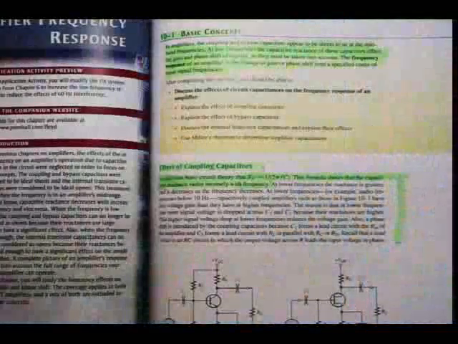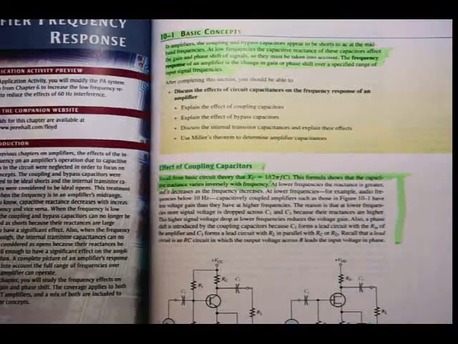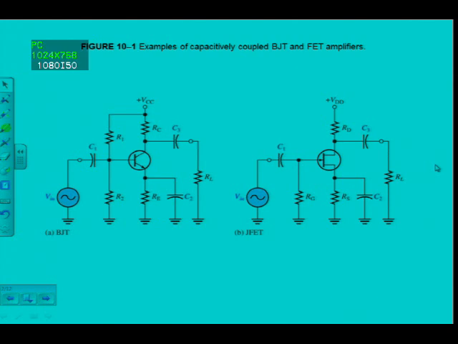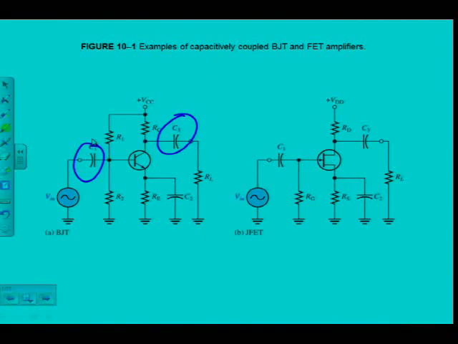Anyway, the effect of the coupling capacitors. Which are the coupling capacitors? If you can recall from chapter 6, coupling capacitors on the input and the output. So there we've got C1 on the input, C3 on the output. Coupling capacitors. We haven't discussed the JFET yet, the junction field effect transistor, but we will for weeks to come. There is also the coupling and just the coupling capacitors.